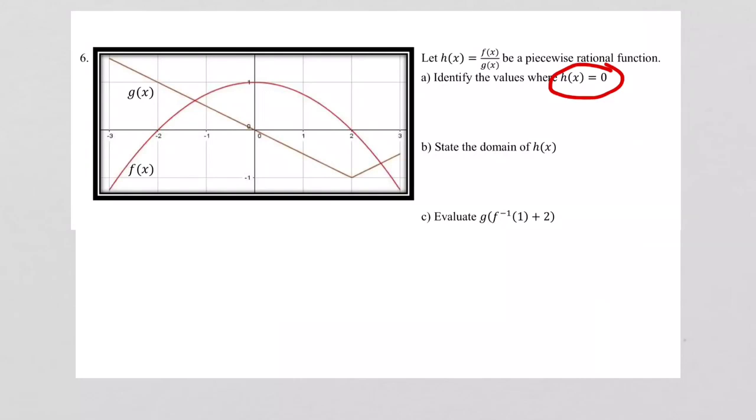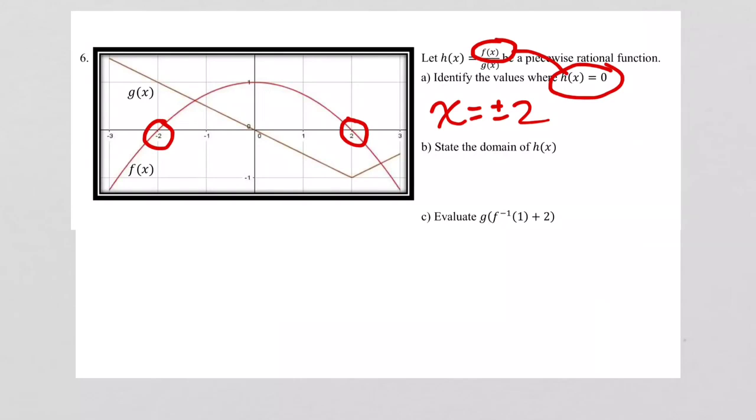So when will a rational function equal 0? Well, it will equal 0 when the numerator equals 0. So we can just look at the graph of f of x and determine when that is equal to 0. That's 0 at -2 and +2. So h of x will equal 0 when x equals plus or minus 2.